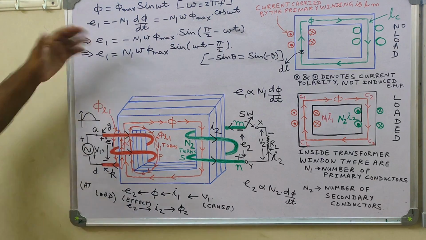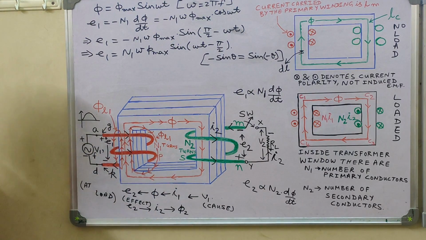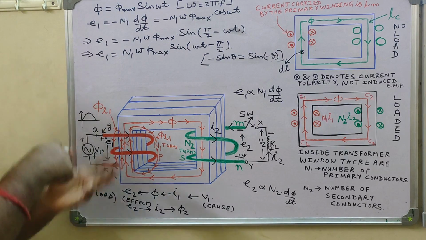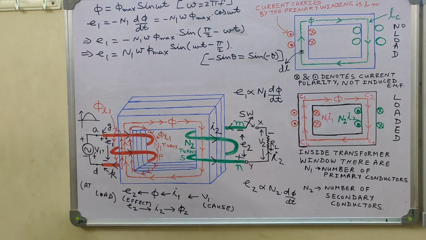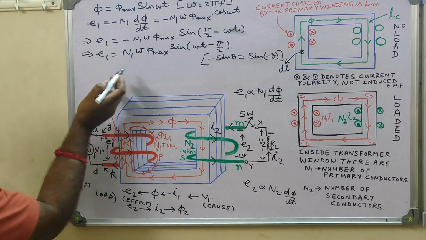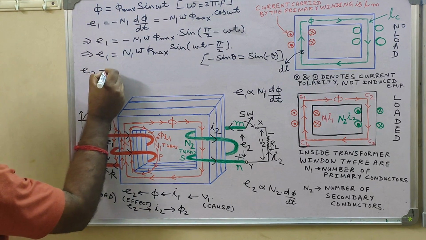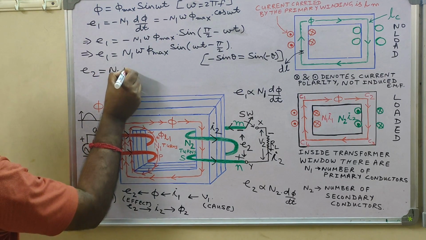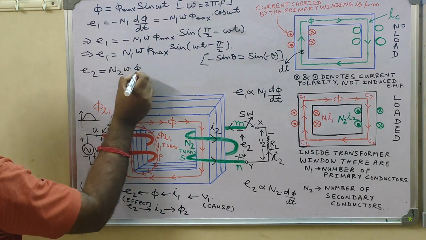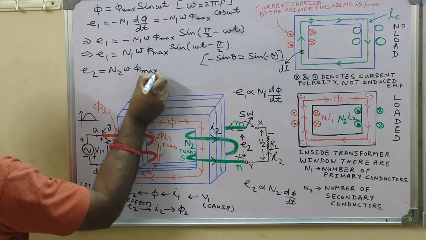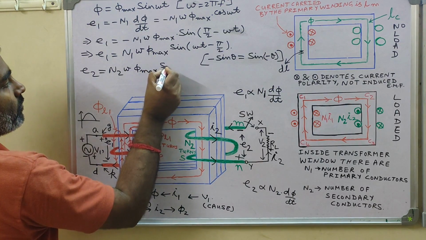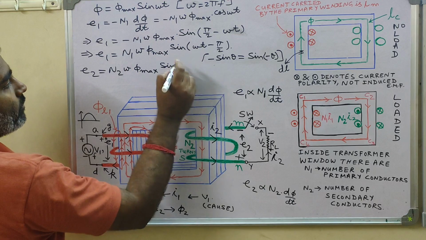In a similar way, the flux which is linked by the primary coils is also linked by the secondary coils. So by following the same process, it is very easy to derive that E2 will be simply N2 omega phi max into sine of omega t minus pi by 2, where omega is the angular supply frequency.